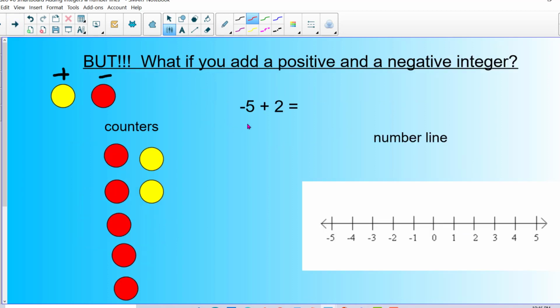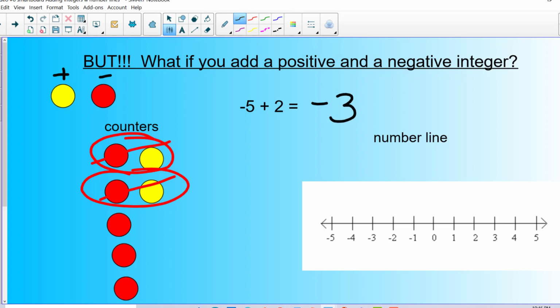-5 plus +2. Here's our counters. Here's your -5. When you put on 2 positives, you have opposites here, so you know you have zero pairs. Here's 1 zero pair. Here's another. Remember, they cancel each other out. You gained a yard, you lost a yard. You lost $1, you owed $1, you deposited $1. So now you're at 0. So these canceled out. What was left? -3, right?